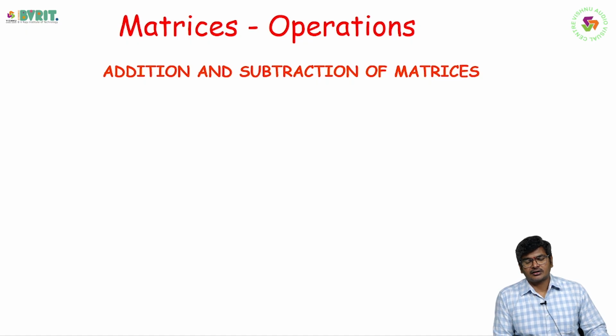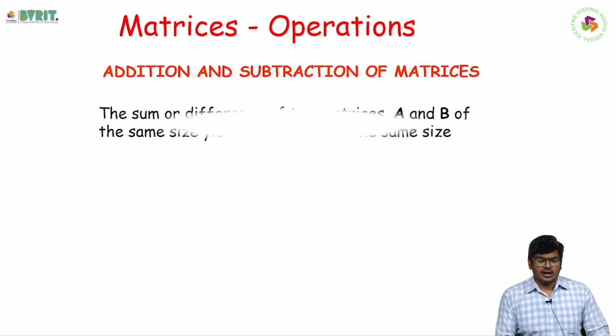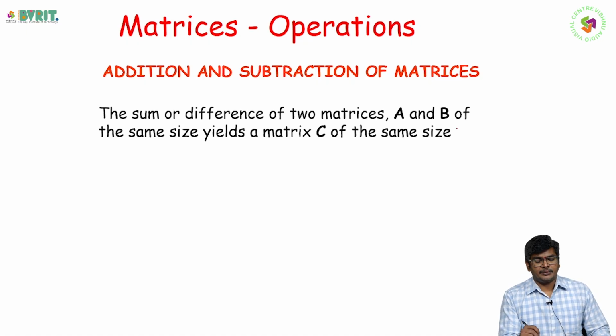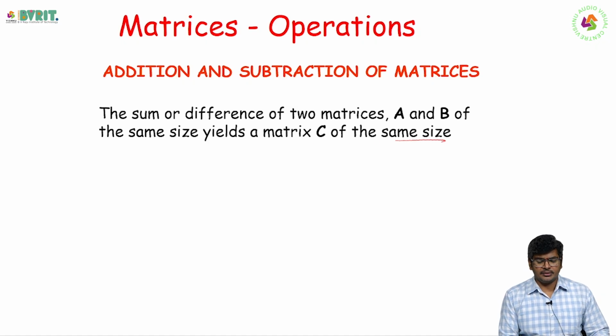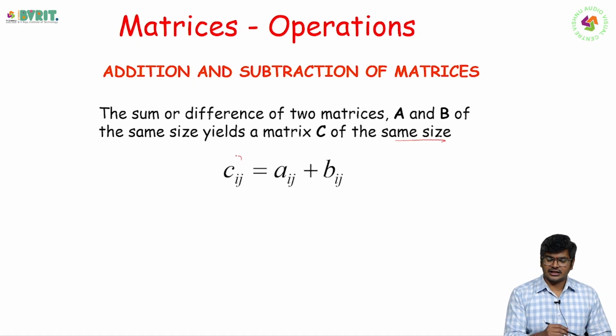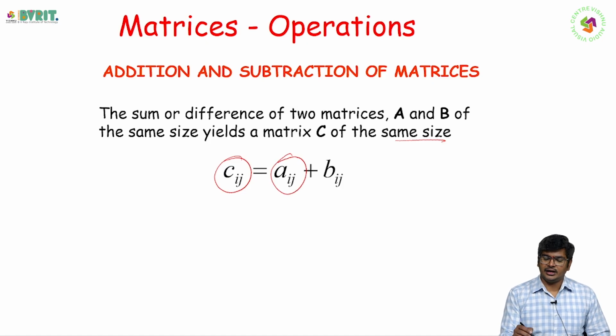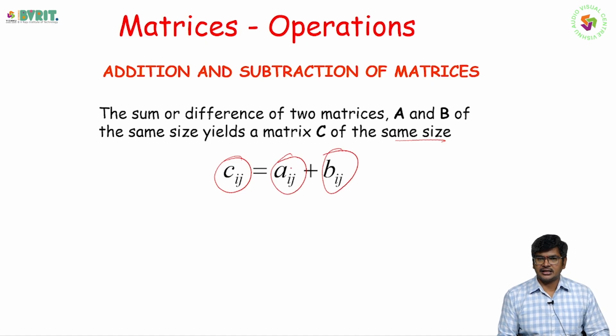Addition and subtraction of two matrices. The sum or difference of two matrices A and B requires the matrices to be the same size. For example, Cij is the resultant matrix, Aij is the first matrix entry and Bij is the second matrix entry. Then adding, we get Cij.